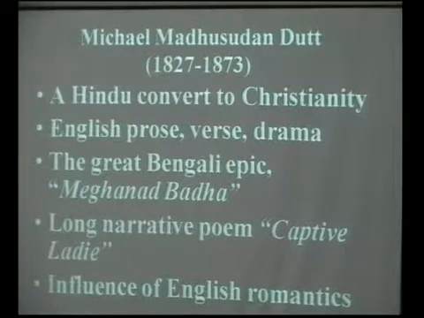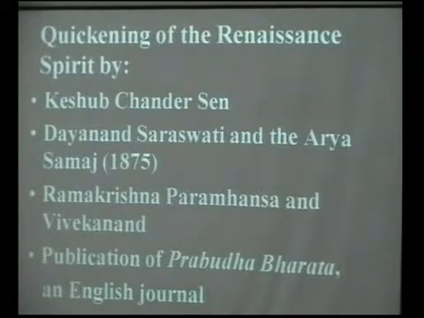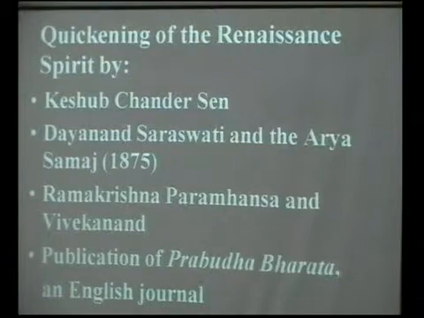As is the case with most of these early writers, the impact of the English Romantics is there. And so naturally that love for nature, a sense of emotion, imagination, love for the simplicities of life can be seen in their works. The other names we can quickly look through are Keshav Chandra Sen, Dayanand Saraswati, the person who established the Arya Samaj in 1875, Ramakrishna Paramhans coupled with his pupil Vivekanand. And one other important event here is the publication of the Prabuddha Bharat, an English journal.